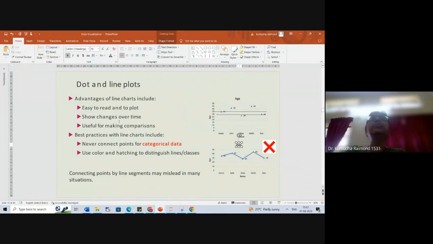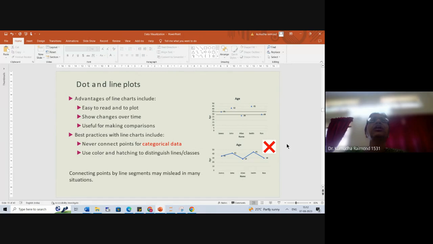And line plots are always with respect to time, how the data changes with respect to time, mostly on continuous data, or how the temperature changes with respect to the pressure, or how the humidity and the temperature vary with respect to time. And it is very useful for comparison.